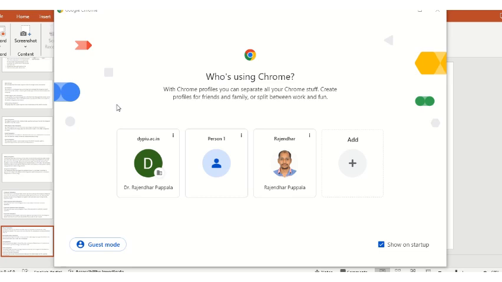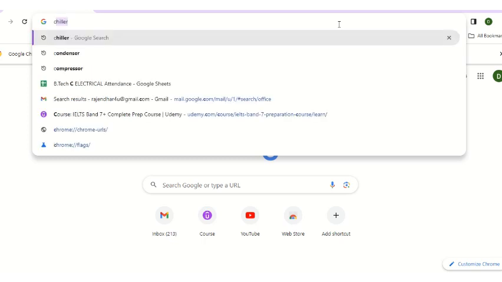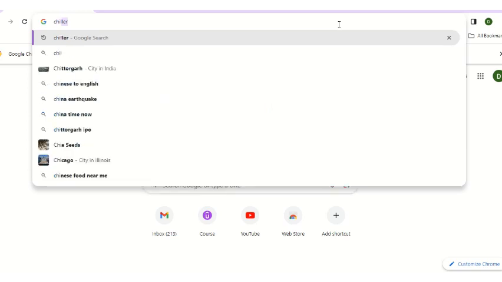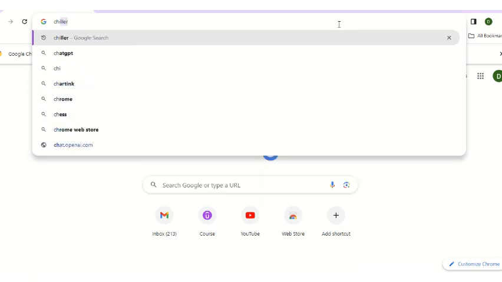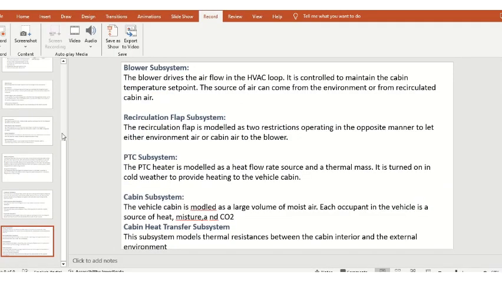And next, I will show you some terms which we will use in the coolant loops or heating loops in the HVAC systems. First, what is a chiller? We will check. I will start from here. Wait for a minute.